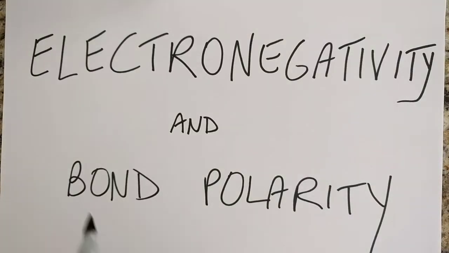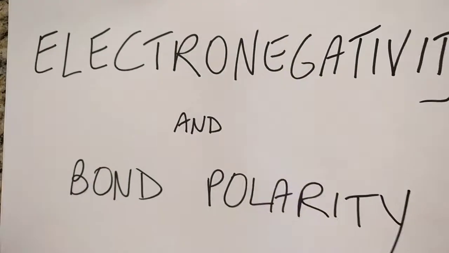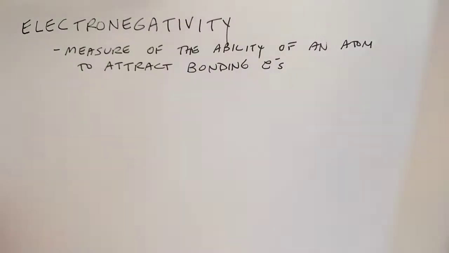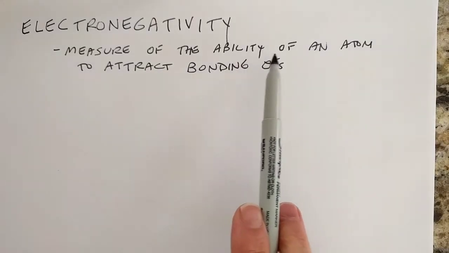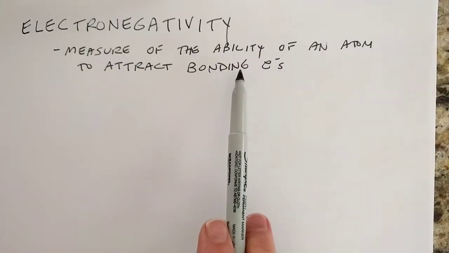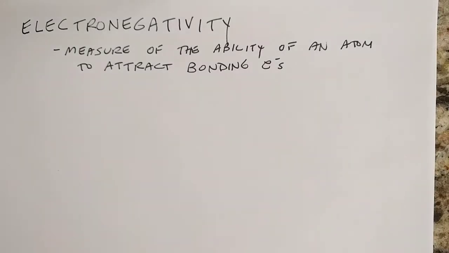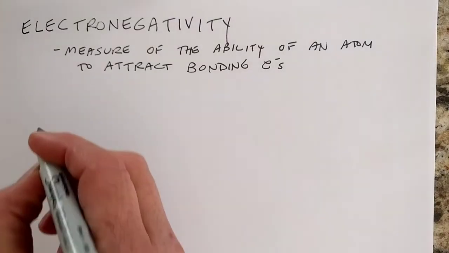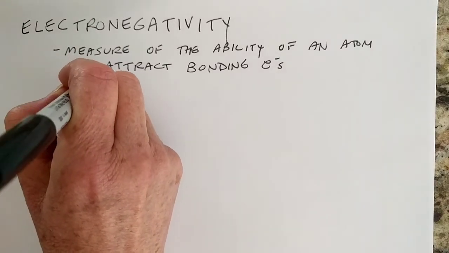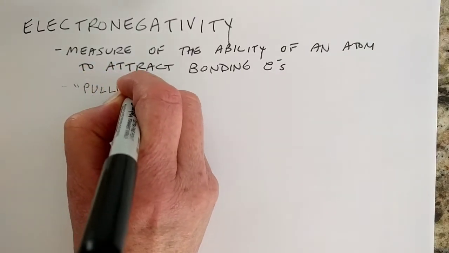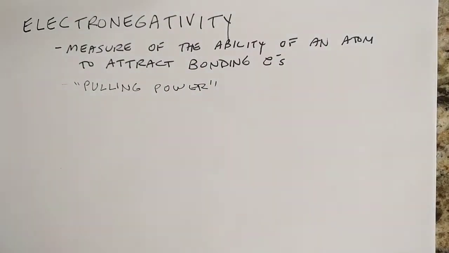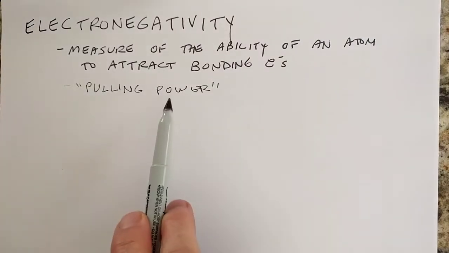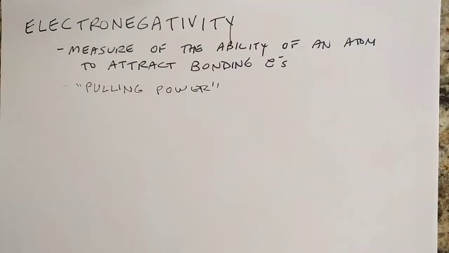Today's lesson is on electronegativity and bond polarity. So we'll get started with electronegativity. So here is our definition. The measure of the ability of an atom to attract bonding electrons. I like to think of electronegativity as a pulling power for those bonding electrons. So different elements have different pulling powers pulling the electrons towards themselves.